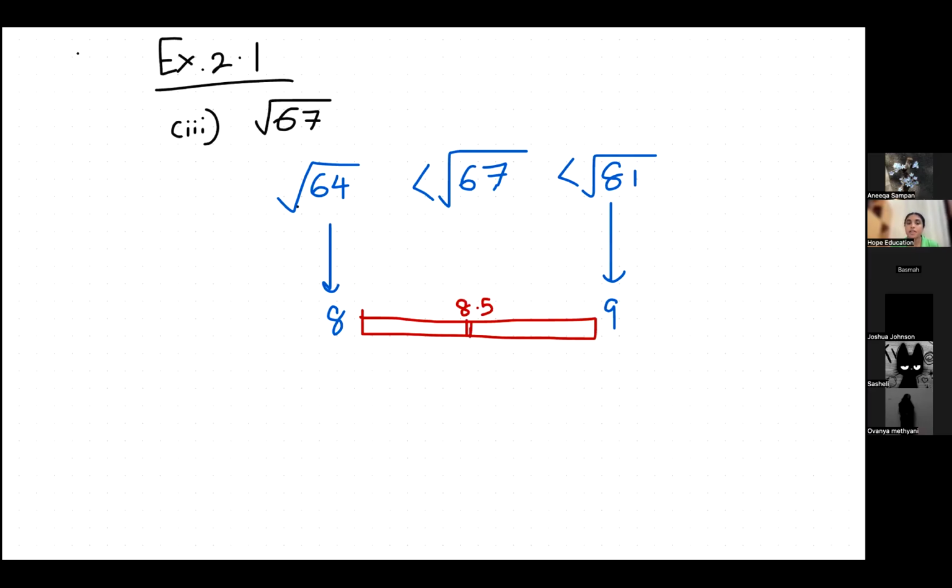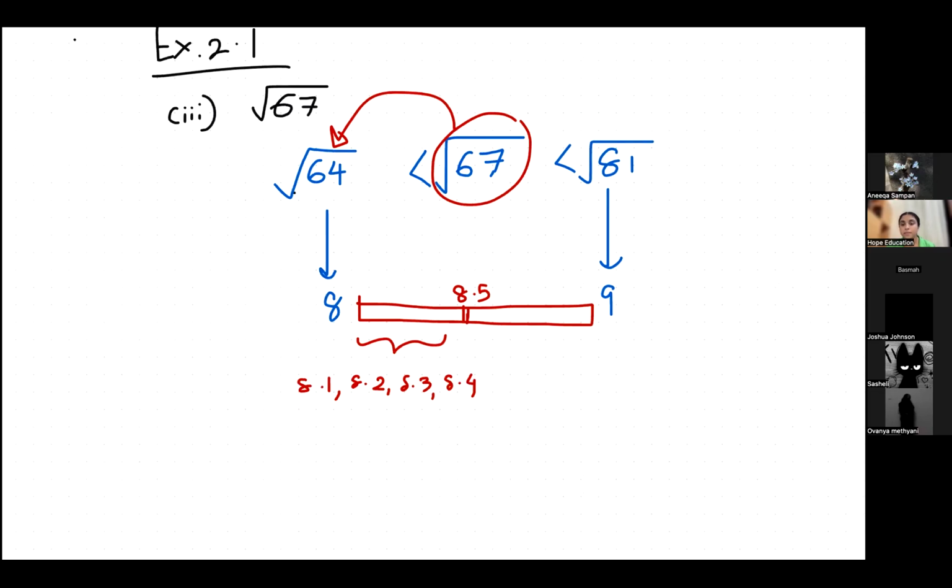Is our 67 closer to 64 or 81? 64. Clearly 64, right? There's only a small gap here. So 67 is closer to 64. So if 67 is closer to 64, the square root of 67 should be closer to the square root of 64, which is 8. So this is the gap we should consider. So there's 8.1, there's 8.2, 8.3, 8.4, and likewise. Let's check one by one, right? So we will try 8.1.